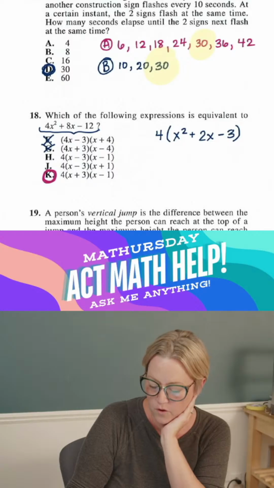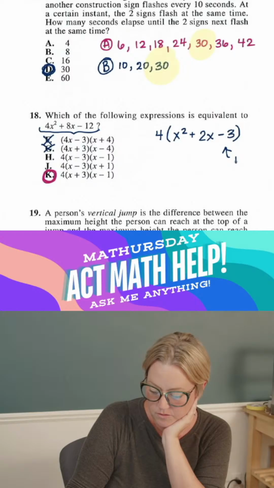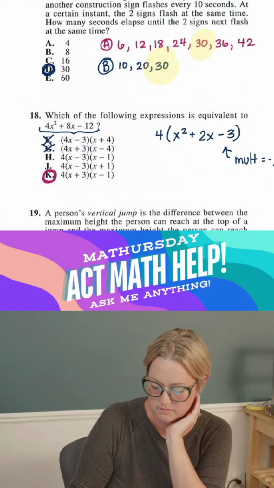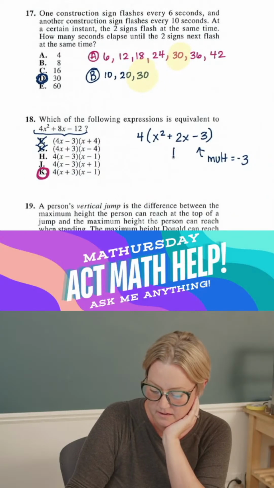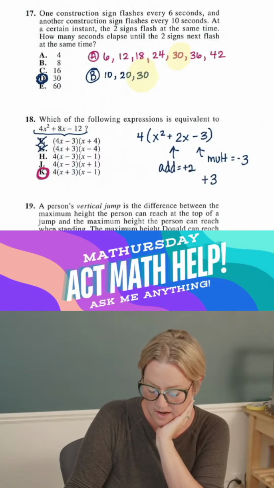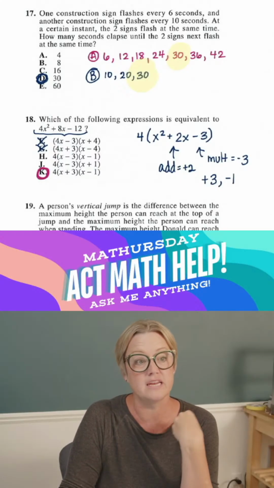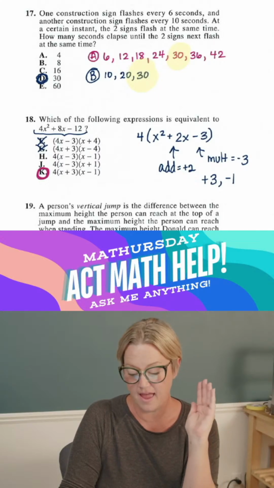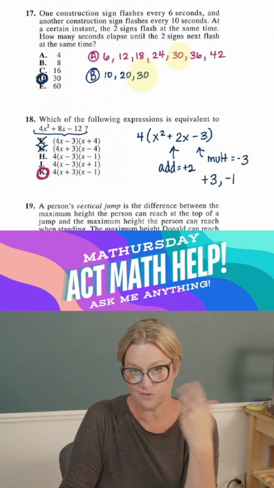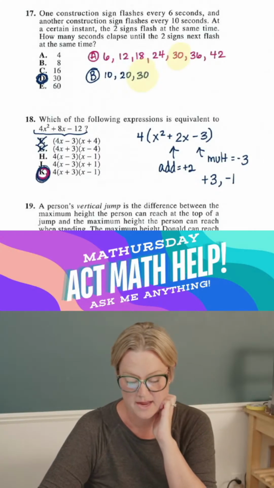So what I would look for is two numbers that multiply to -3, and they would add to +2. So that would be +3 and -1. +3 times -1 gives you a -3, and then +3 minus 1 gives you a +2. There you go. So there is K.